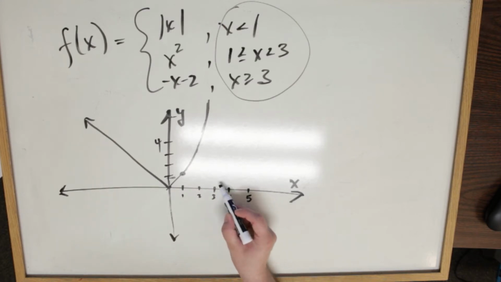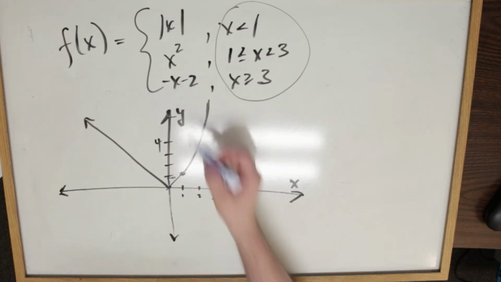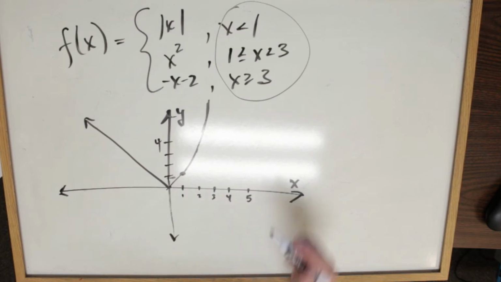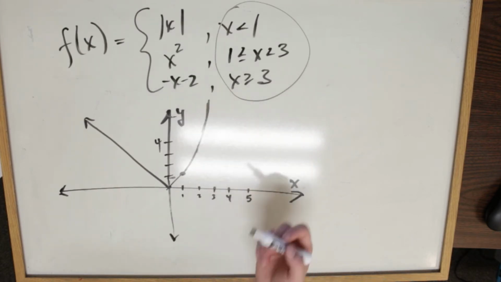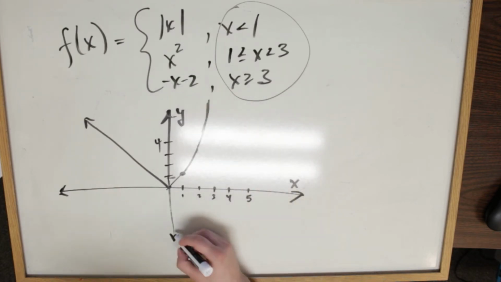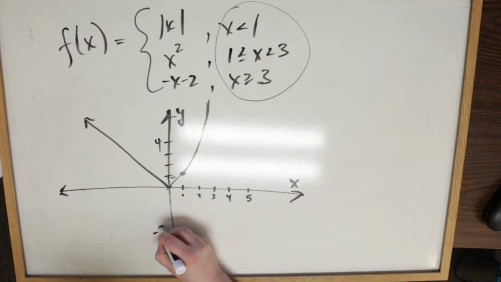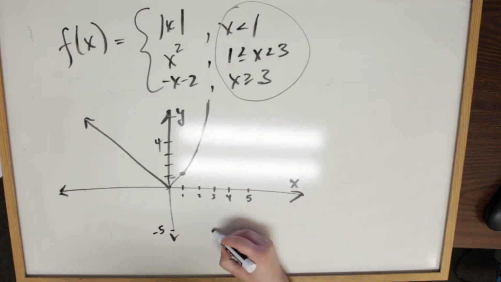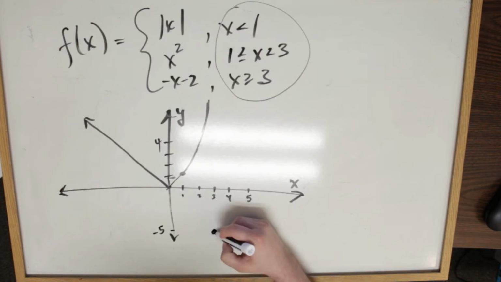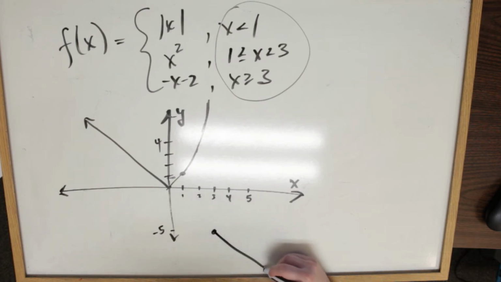For all of these x values over here, we're going to use minus x minus 2. So let's just throw 3 in for that. We're going to get minus 3, minus 2, which is minus 5. So imagine minus 5 is down here. What you're going to have is the function right here. It's going to be a filled-in circle, and it's going to be something like this. So this is our piecewise defined function.